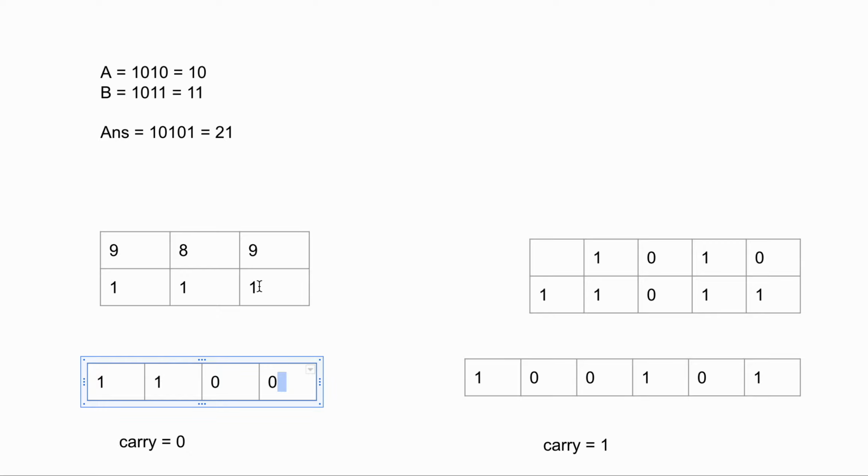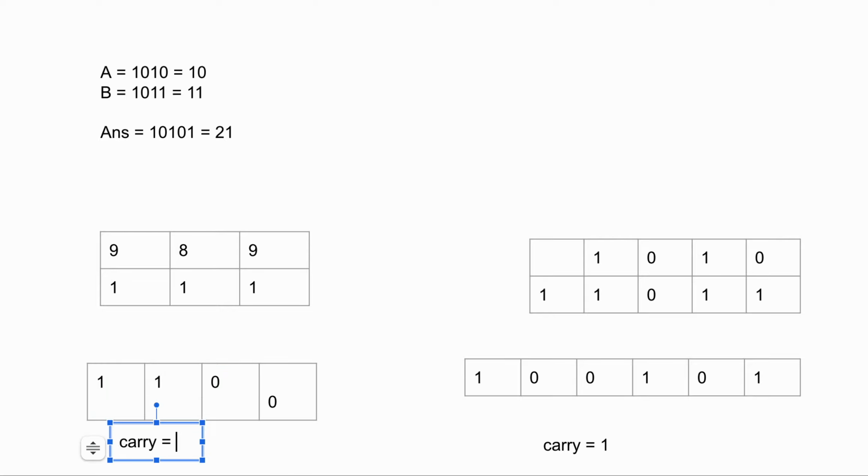So 9 plus 1 is 10. This will just be modulus of 10. And what will be the carry? The carry will increase to 1, right? So what will be the carry? If the sum is greater than or equal to 10, the carry will just be 1. Is there any case the carry can go to 2? Never, right? Because two numbers can never add to more than 19. So the carry will always be 1.